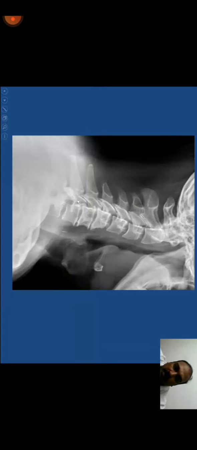There's another one. See here. See here. Yes, here also. These three joints are involved, more or less. Again, also the space reduction and vertebral body reduction here also. Right. So that is how you interpret an X-ray lateral view.